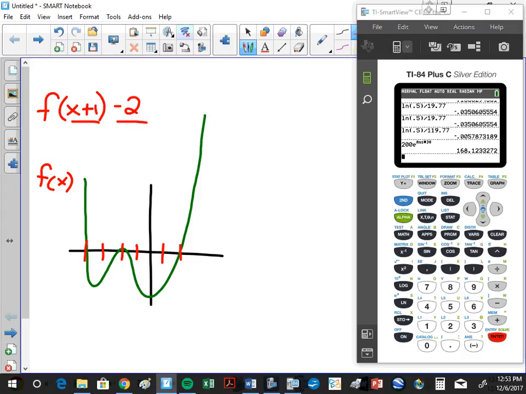Left 1 and down 2. So I pick some points. Left 1, down 2. This point went to there. This one, left 1, down 2, would be there. Left 1, down 2. This one would be left 1, down 2. And then this point would be left 1, down 2. I use those points to create the new graph. Now you can see that whole graph went left 1 and down 2. Does that make sense? Okay.